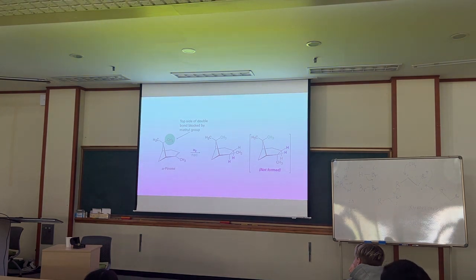Now, if there are choices, in this case top or bottom, it generates two different products. If it's from the top, you may form this product. If it's from the bottom, this product. In this case, the outcome is dominated by, and explained by, steric hindrance. There is more steric hindrance here, and that's why it's difficult for H2 to add here.